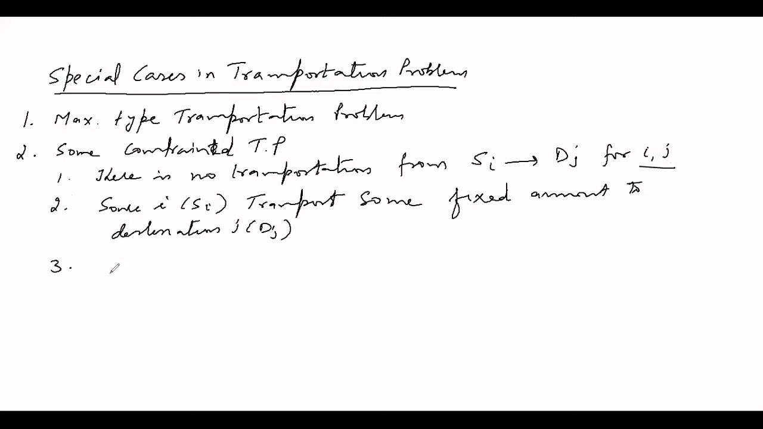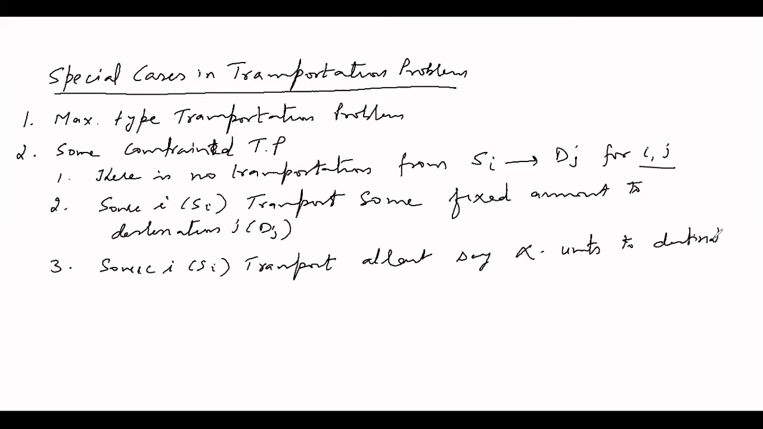And third, source I, SI, transports at least say alpha units to destination J, that is TJ. So if these conditions are given, how will we solve the transportation problem?